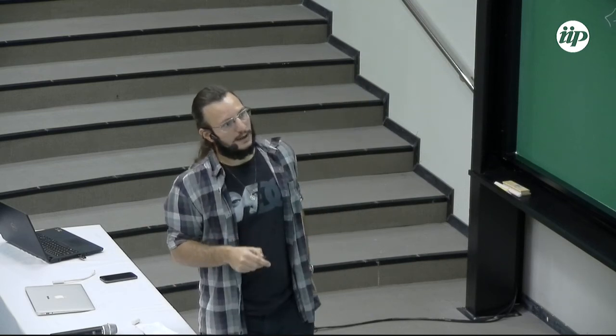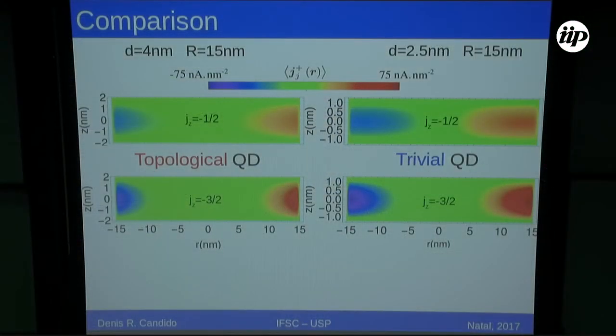To do that, we fix the same radius for the two quantum dots. On the left, I still have the topological quantum dot with thickness of 4 nanometers. And on the right, I have the trivial quantum dot with thickness equal to 2.5 nanometers. Here I plot the current due to the two lowest conduction states. And as you can see, I found a higher peak on the trivial quantum dot.